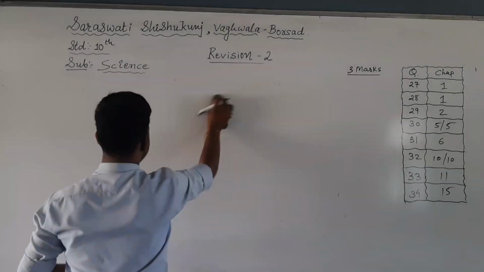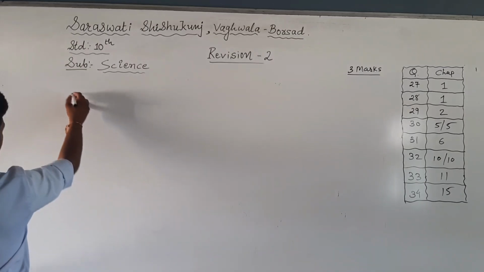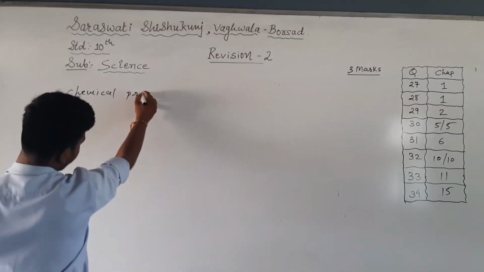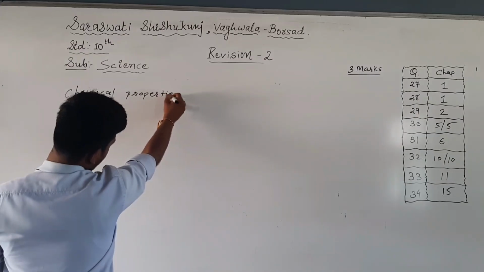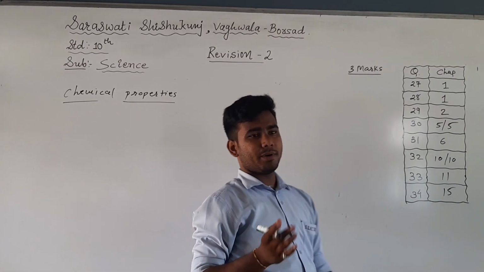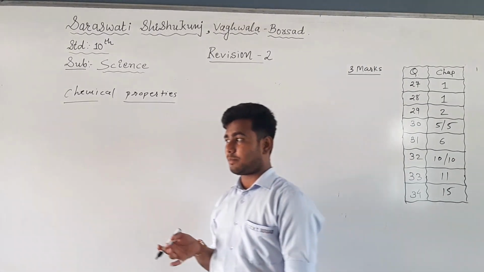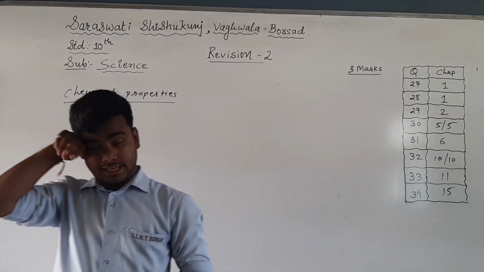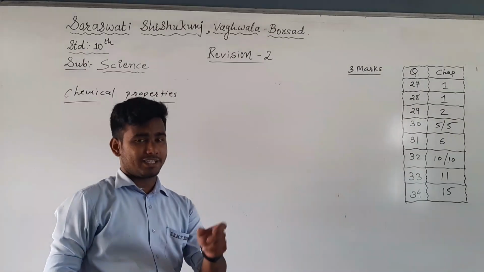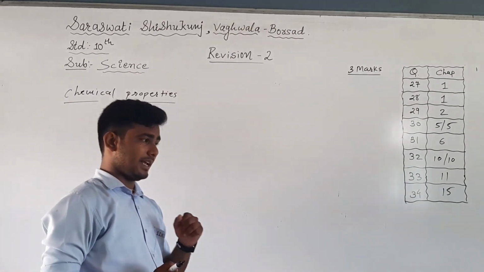Points which can be asked to you in 3 marks. The first one we can take is chemical properties, right? Chemical properties of acids and chemical properties of bases. For example, when acids react with metal, what will happen? Acids react with bases, that is a neutralization reaction. That can also be explained.